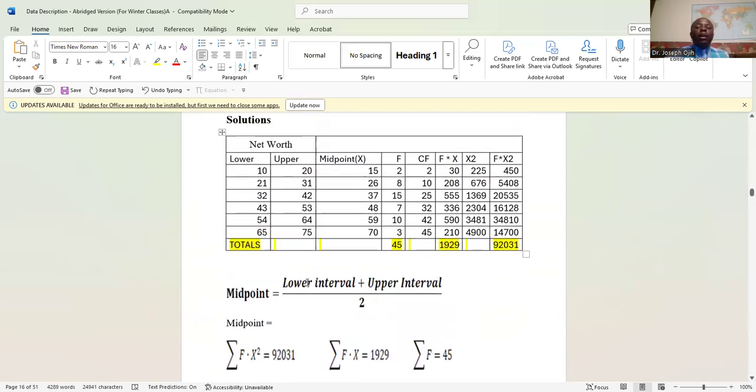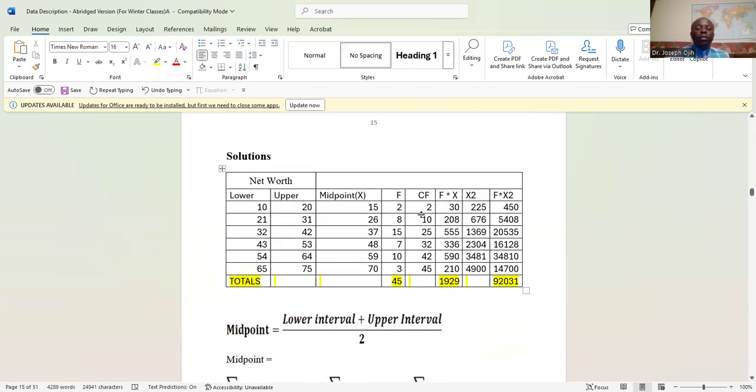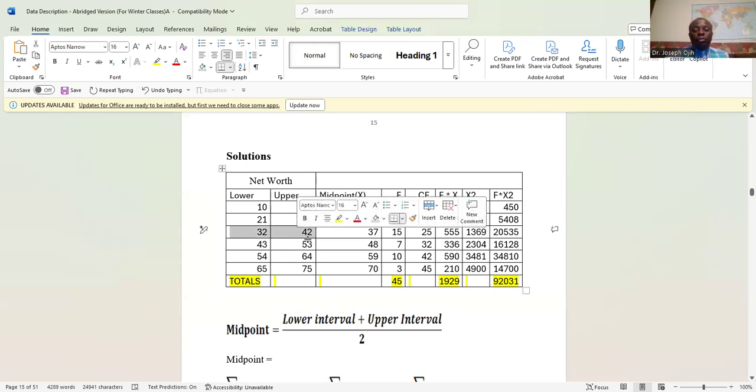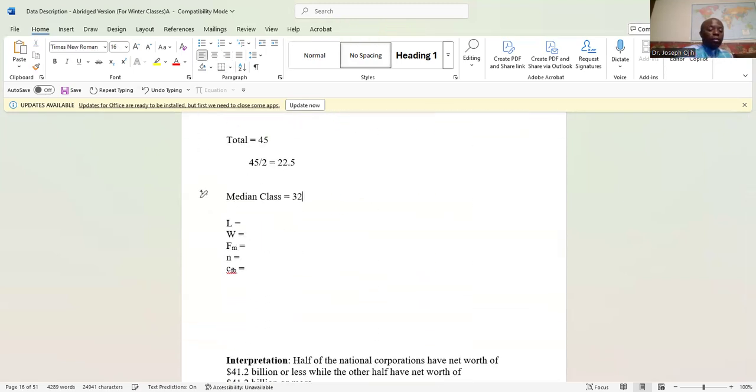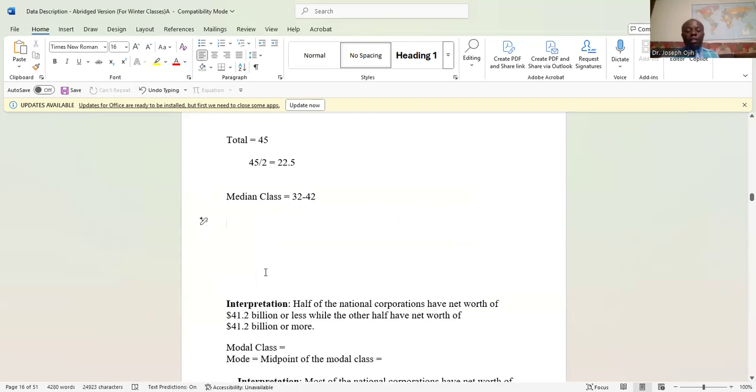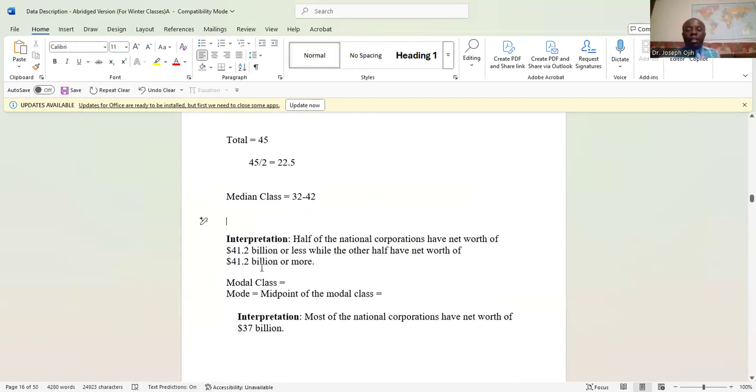At 22.5, you can look at the cumulative frequency. It is around here where we have 25. You follow this to the end, and you can see that this is the median class, 32 to 42. Like I said, for this one you can only estimate the median. There's a special formula you can use, but it still only gives an estimate because this is group data.